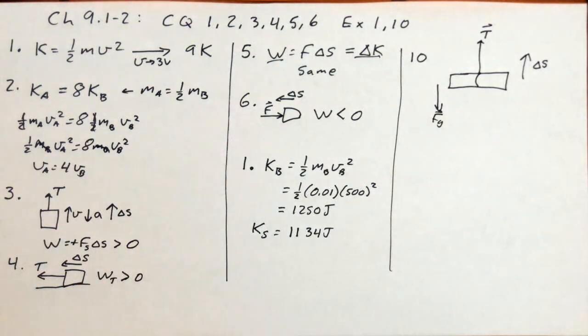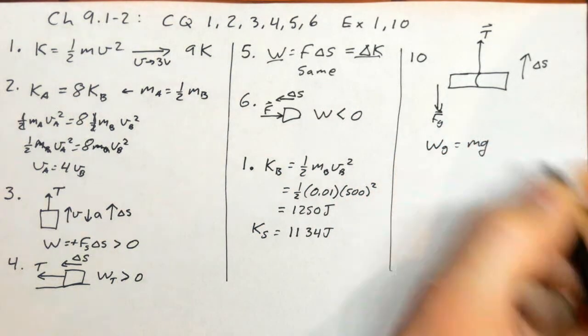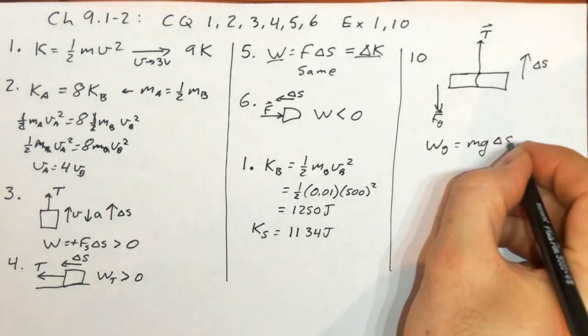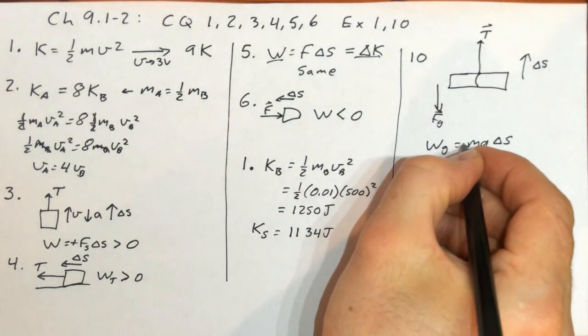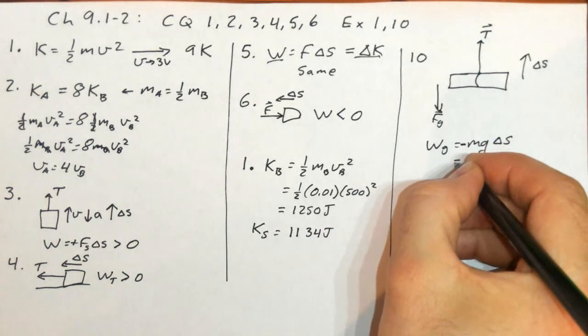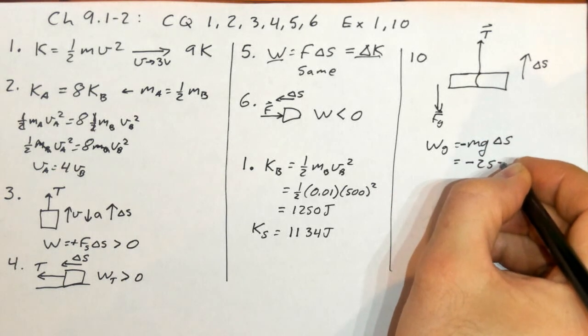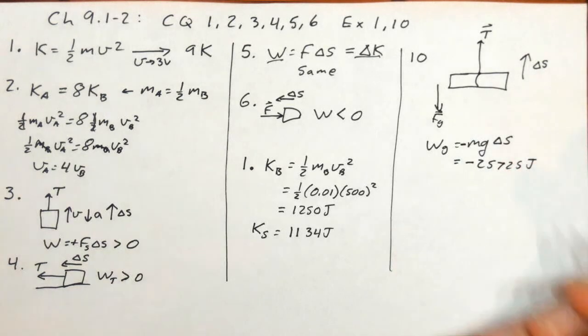With just that information alone, can we find the work done by gravity? We can, because we know the force of gravity. The work done by gravity would be the force of gravity, mg, times the displacement, delta S. But they're opposite each other, so I'm going to get a negative sign. So it's going to be a negative number. I can calculate that, and it ends up being negative 25,725 joules. A fairly large number, because the mass of that girder is pretty large. All right. So that's the work done by gravity.